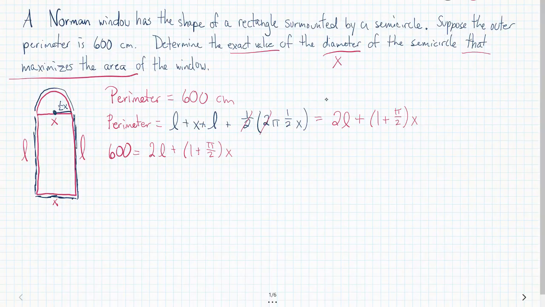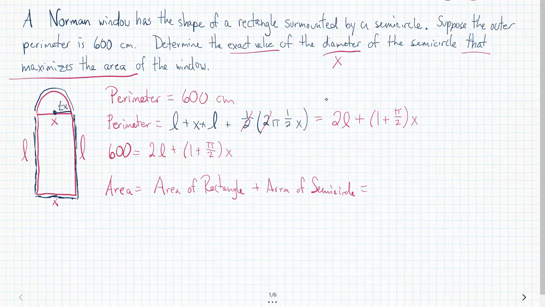So think about another way you could ask this problem: it allows the most amount of light to get through. Okay, so if we have that in mind, maximizing this area, we have to find an area equation. Well, the area equation you can think of as the area of the rectangle plus the area of the semicircle.